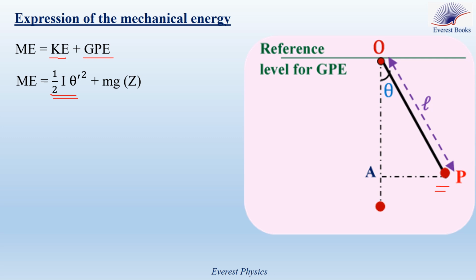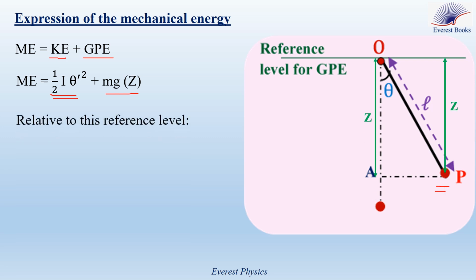Now let's move to the gravitational potential energy. As you know, it is equal to mgz. But what is z? z is the altitude measured relative to the reference level. So relative to this reference level, we have this z. So z, as you see, is the altitude relative to the reference level.